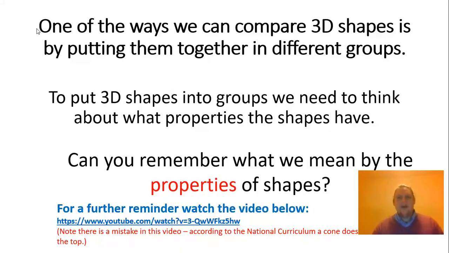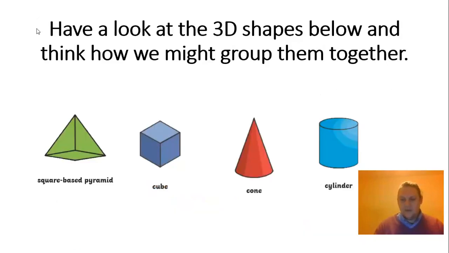So we're thinking about things like our edges, our faces, our circular faces on some of them. Remembering that a face is a flat surface, or a flat part of the shape. And then we've got our curved surfaces, those things like we have on cones and balls. You can go and have a look at the video and remind yourself of that. And of course, we've got our vertices, which are the corners of our shapes. All right, so let's have a look.